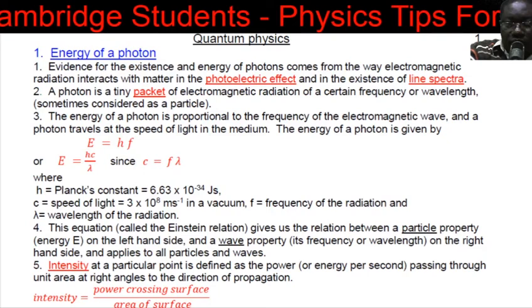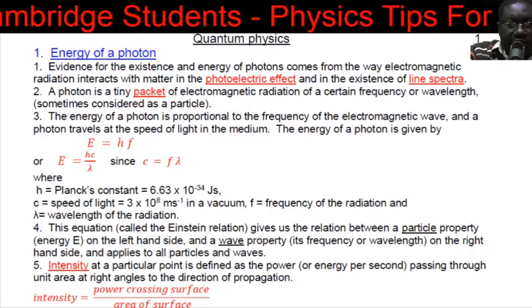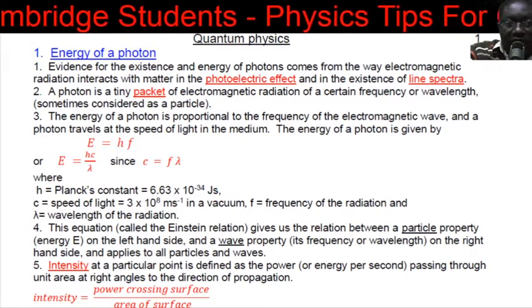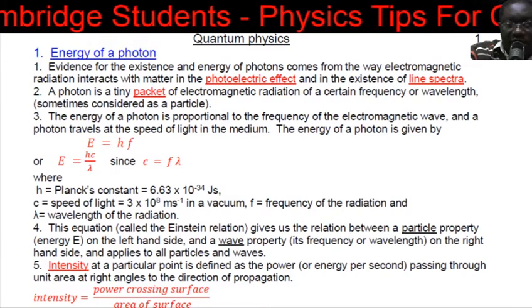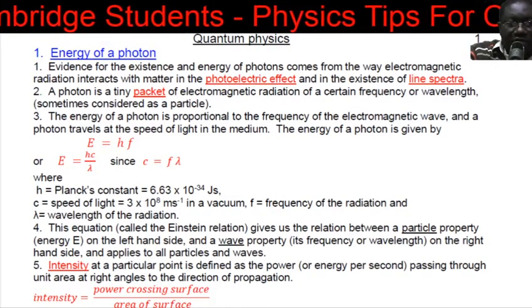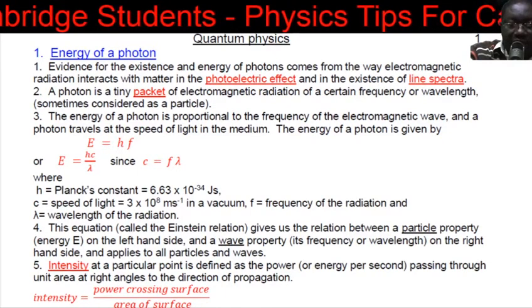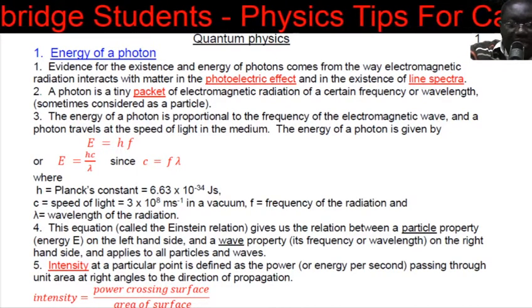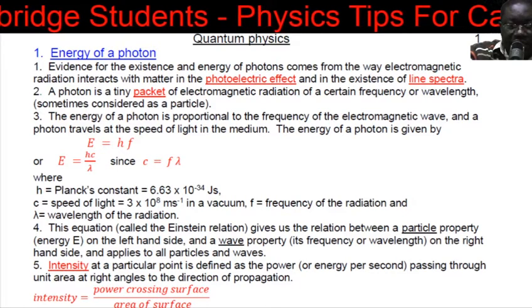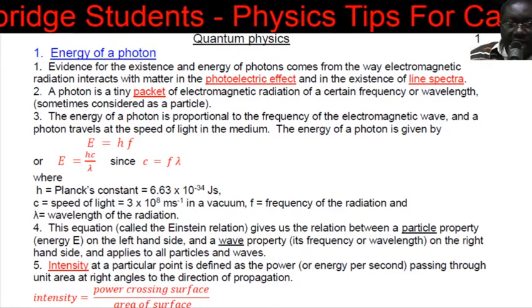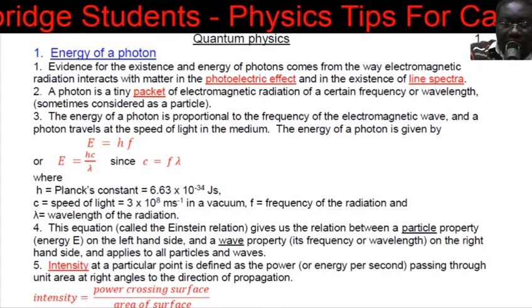In this video, we are going to look at quantum physics, starting off with the energy of a photon and ending up with the photoelectric effect. Now, evidence for the existence and energy of photons comes from the way electromagnetic radiation interacts with matter in the photoelectric effect and in the existence of line spectra.